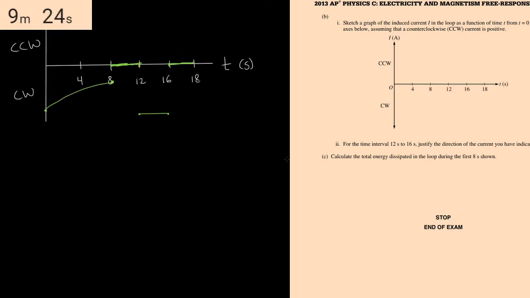Part B, part II. Let's do that now. For the time interval 12 to 16 seconds, justify the direction of the current you've indicated in your graph. Right, so I just gave that verbal justification to you. So let's just write it out.